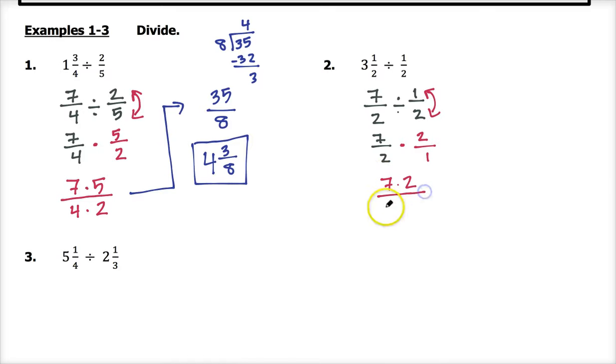7 times 2 over 2 times 1. We can cancel here. I can cancel my 2's, and I replace those with 1's. So now this is 7 times 1 over 1 times 1. 7 times 1 is 7, and 1 times 1 is 1, so I get just an answer of 7.